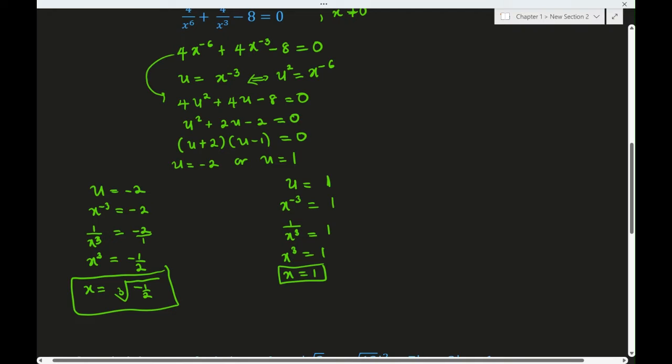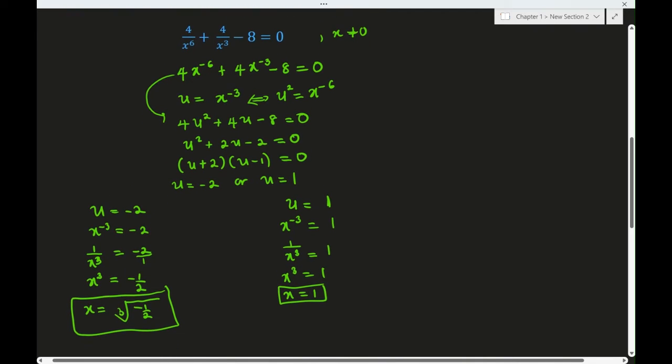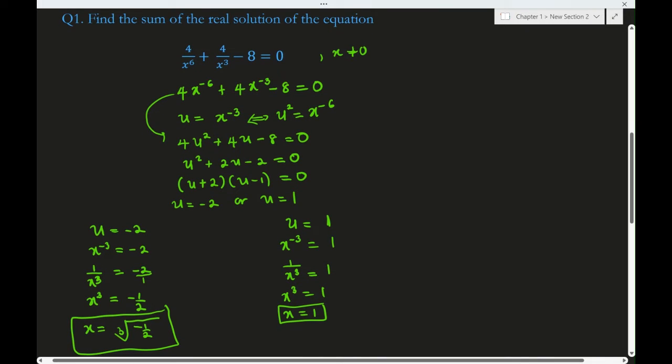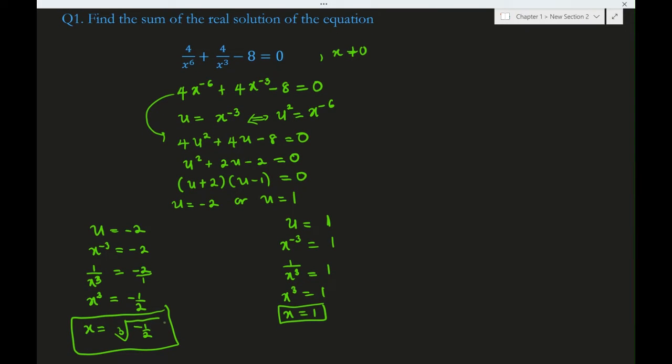But what does the question ask us to do? It asks us to find the sum of the real solution. Look at this. This is a real number, right? It's a real number because you have cube roots, and you have a negative number, so we don't have to worry. Our solution set is going to contain this cube root of minus a half as well as 1.